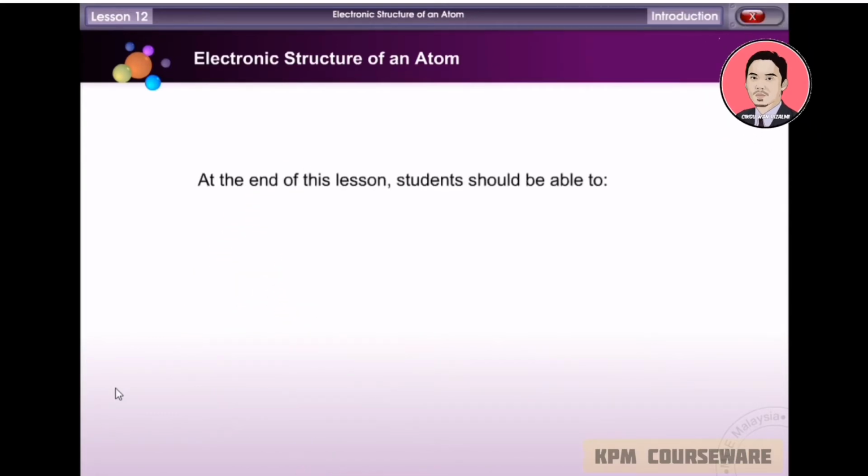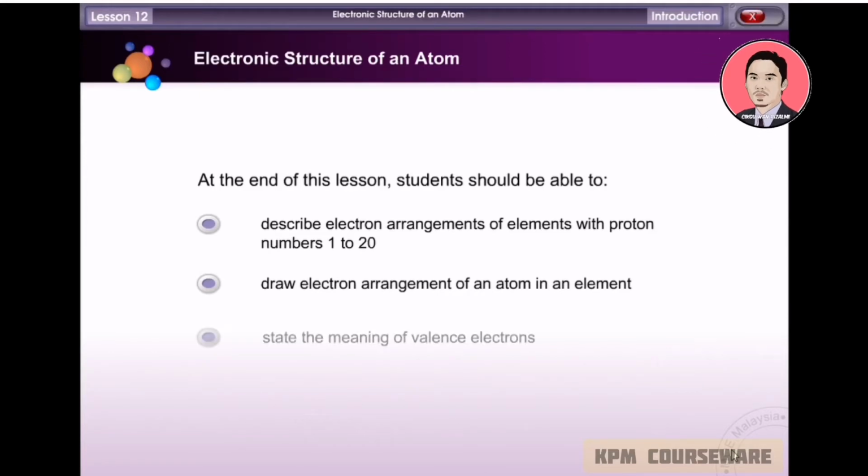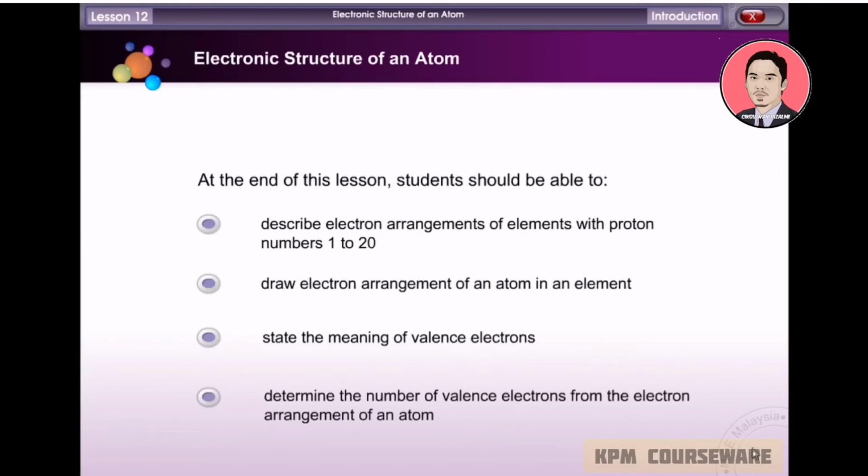At the end of this lesson, students should be able to describe electron arrangements of elements with proton numbers 1 to 20, draw electron arrangement of an atom in an element, state the meaning of valence electrons, determine the number of valence electrons from the electron arrangement of an atom. Click on the blinking button to proceed.